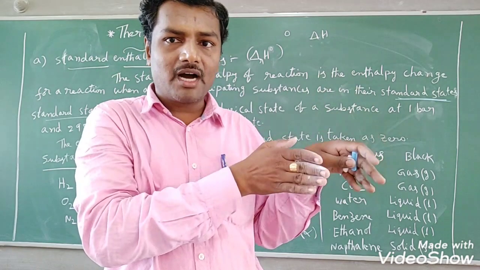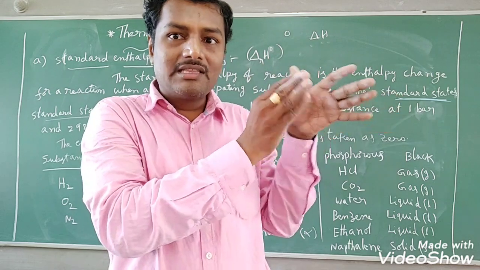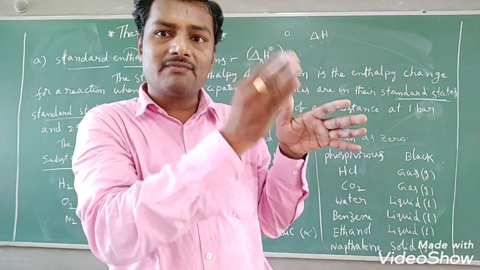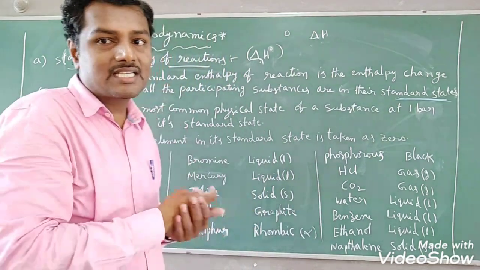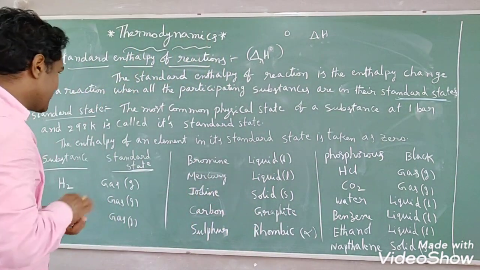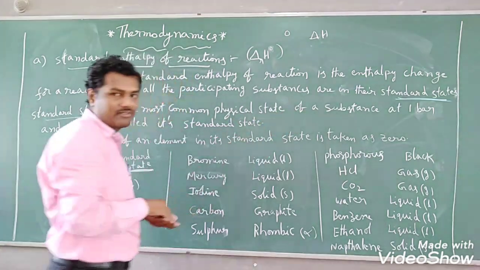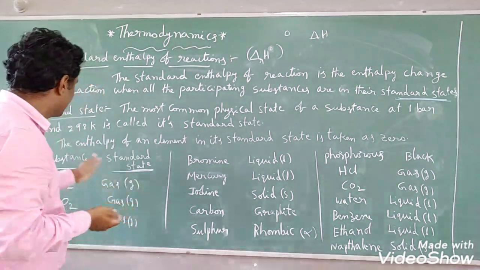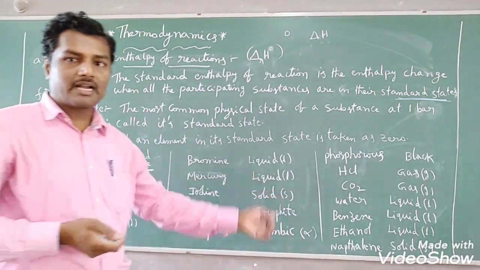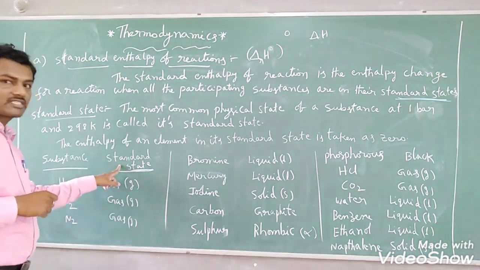Only in elementary form, if it is there in the standard state, then they have taken the enthalpy of that particular element as 0 in its standard state. Standard state means, as I said very clearly, the most common physical state of a substance. How do we get to know the most common physical state? I am giving you some examples for understanding purposes. Let us see some substances' standard states now.